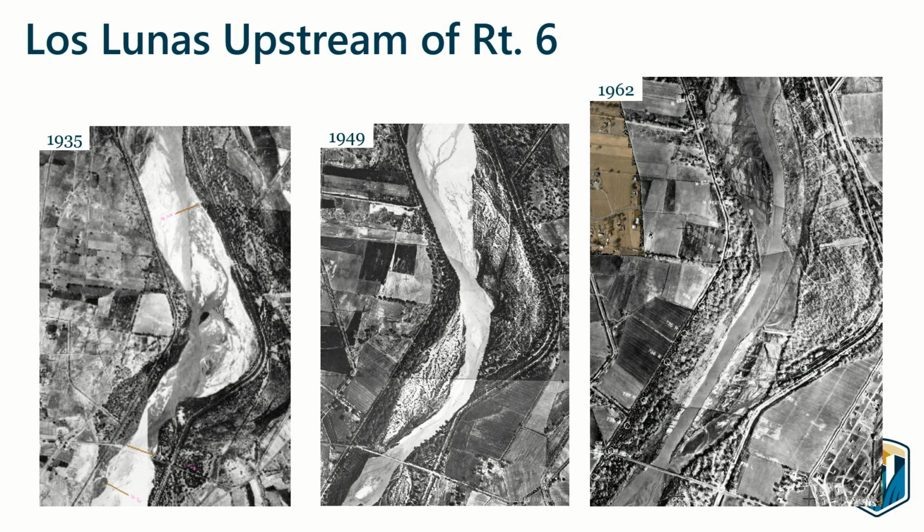This is 1935, so this is pre-channelization, but not pre-levee. You can see the levees there, and you can see that the river is right up on these levees in a lot of cases. Here's Route 6 bridge. And then in 49, you can see there were some large floods in 41, but the late 40s didn't have a lot of flooding. And then again, between these years, we had quite a bit of vegetation colonization coming in to some of these areas that were once just open, active channel.